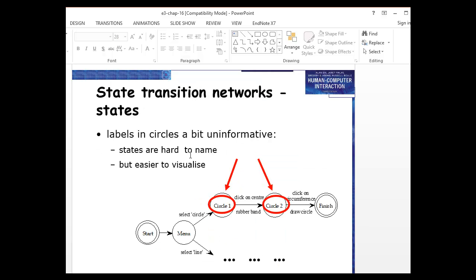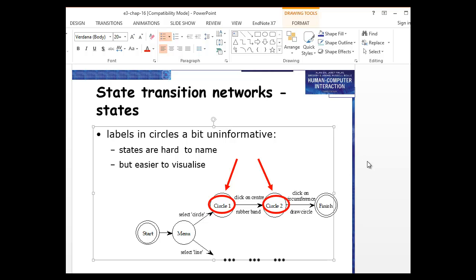So actually this one is a state transition network. Labels and circles are a bit uninformative. States are hard to name but easier to visualize. So these circles are a bit hard to name, but this is a very easy network, and this is the state transition network.